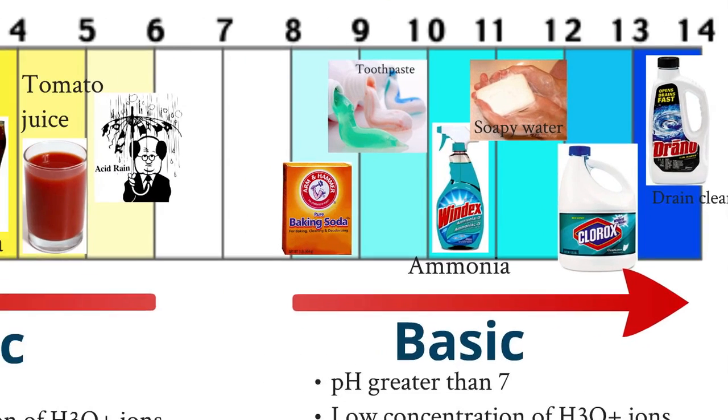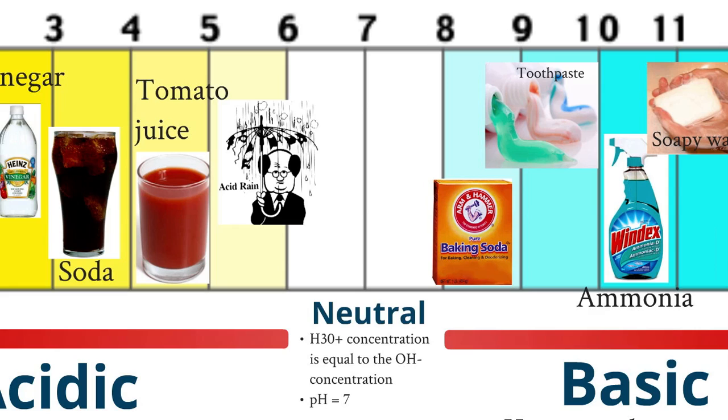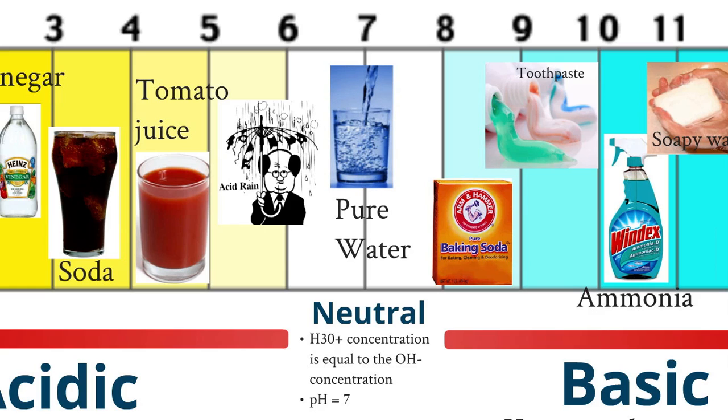Okay, so now, what about the middle? Right in the middle is neutral. You have an H3O+ concentration that is equal to the OH- concentration. Then you have a solution with a pH of 7. And a solution with a pH of 7 is not a solution, actually. It's pure water. Pure water has a pH of 7. It's the same H3O+ as OH-.